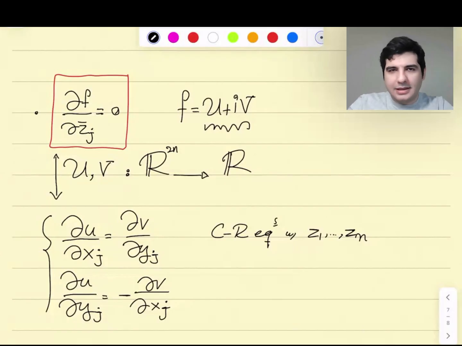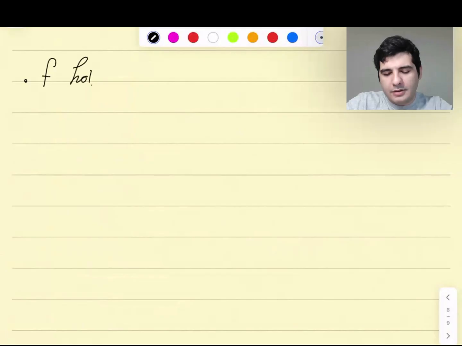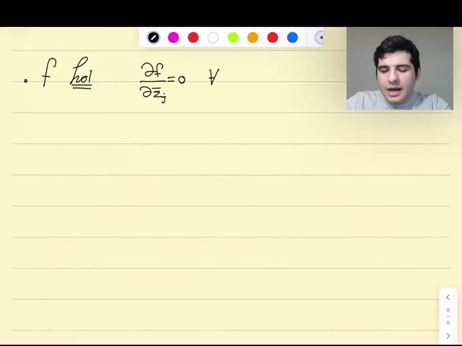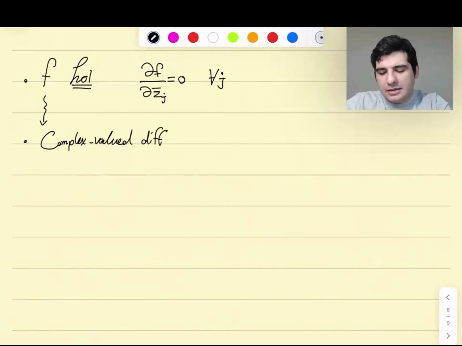We will be doing that in the next lecture, but before going there, we use slightly different formalism to state the same thing. So for f being holomorphic, for us now, it means the derivative of f with respect to zj bar is equal to 0 for any j. Now we just want to state the same thing in very slightly different language. We want to use something called complex valued differential forms to rewrite the same definition.